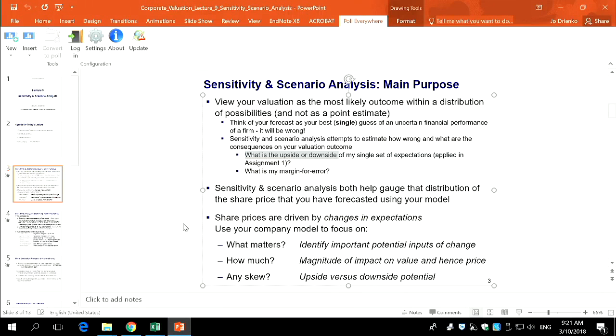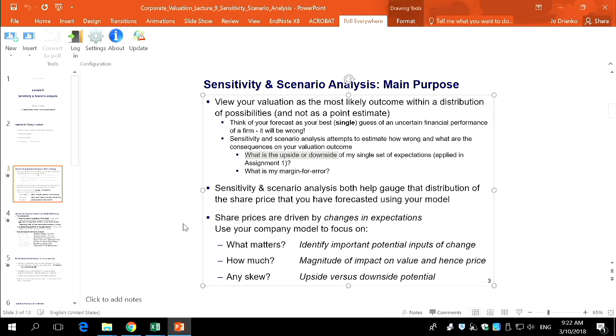So let's take a look here. What else do I have for you? Sensitivity and scenario analysis both help gauge the distribution of the share price, not just that single number. We know that share price is driven by changes in expectations. So we can use our discounted cash flow model to identify important potential inputs of change, and we can sort of guess those even without looking at the numbers. What's going to be important for a value per share? The growth, the WACC, the CapEx, right? The working capital items, depreciation, right? All those things are going to be important, but sensitivity shows us how important, which is quite nice.